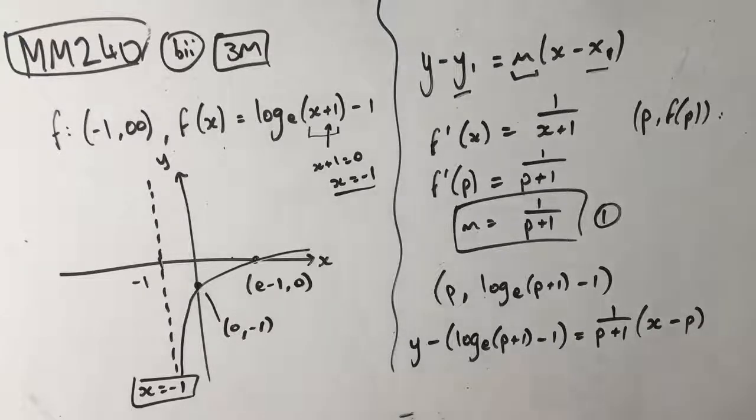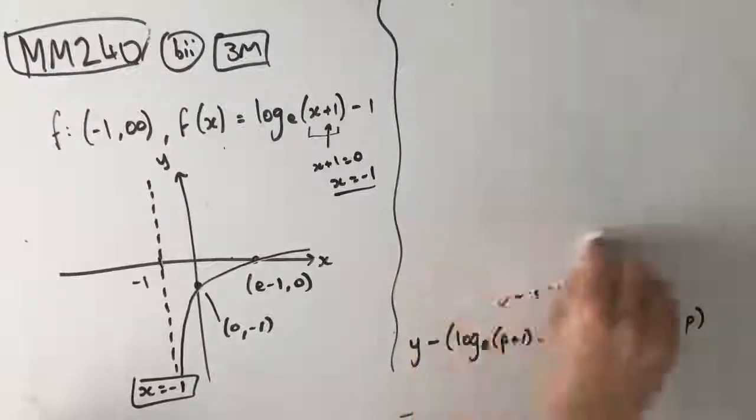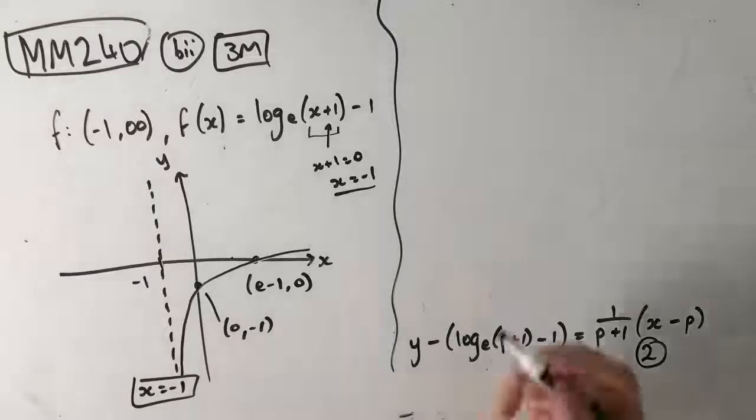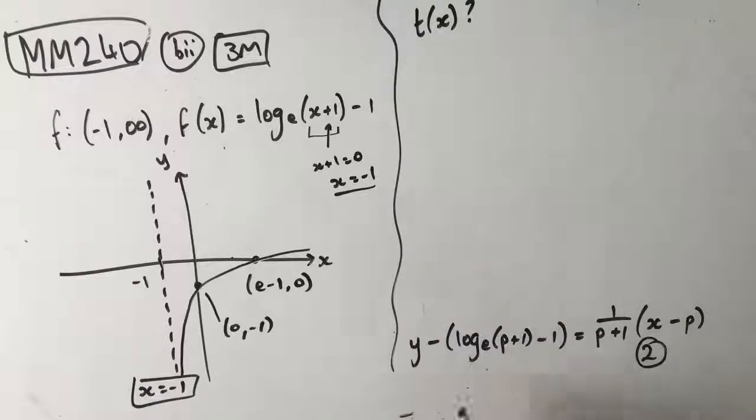Awesome. This is our second mark. So subbing in those is our second mark. And now we can evaluate this and get an actual equation. So we need an equation for t of x, which means we're going to need to get y by itself.